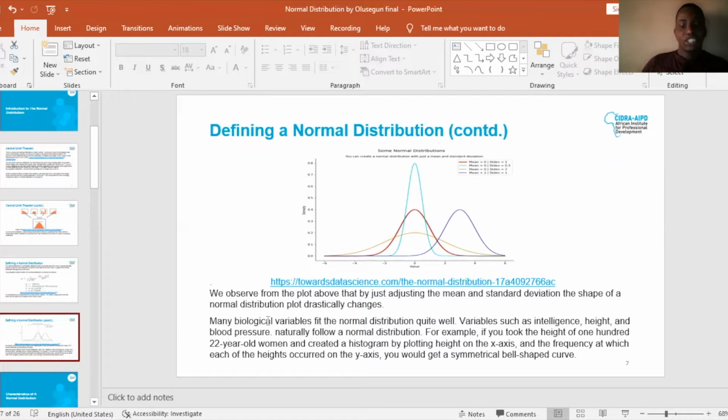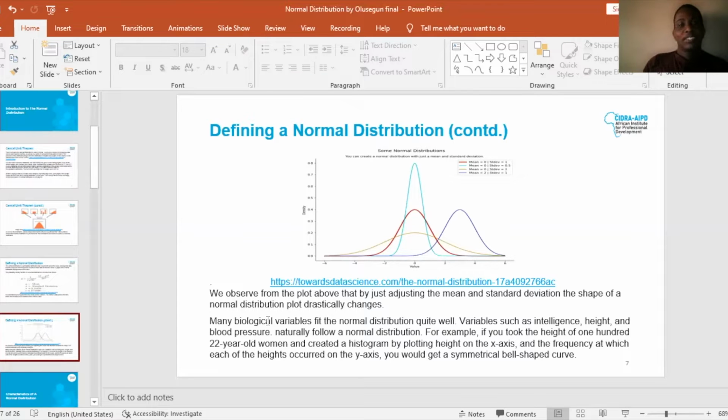Many biological variables follow the normal distribution quite well. Variables such as intelligence, height, and blood pressure naturally follow the normal distribution. For example, if you took the height of 122-year-old women and created a histogram by plotting height on the x-axis and the frequency at which each of the heights occurred on the y-axis, the vertical axis, you get a symmetrical bell-shaped curve.